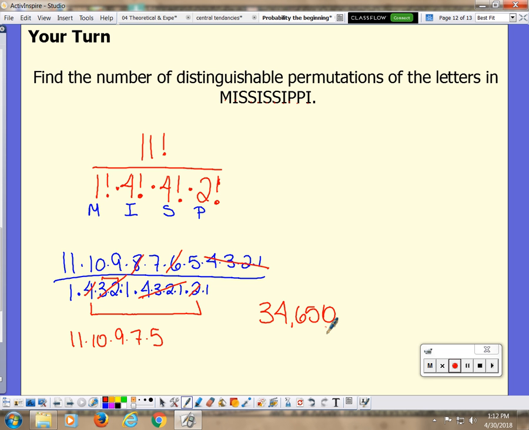Not really, if you think about it, due to the fact that the S's and the I's and the P's, you're just going to use a different one each time, so you can get the same word multiple times, but there are different ways I can do those letters.